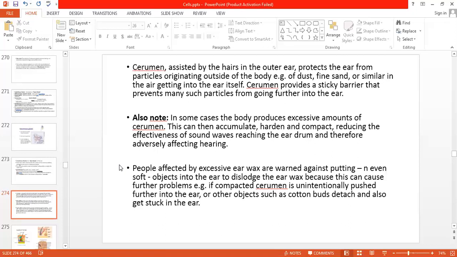People affected by excessive earwax are warned against putting even a soft object into the ear to dislodge the earwax, because this can cause further problems. For example, compacted cerumen may be unintentionally pushed further into the ear, or other objects such as cotton buds may detach and also get stuck in the ear.